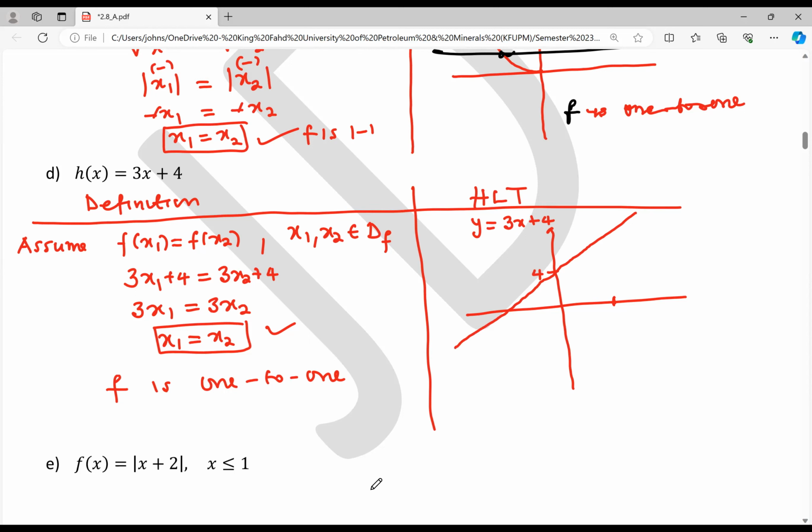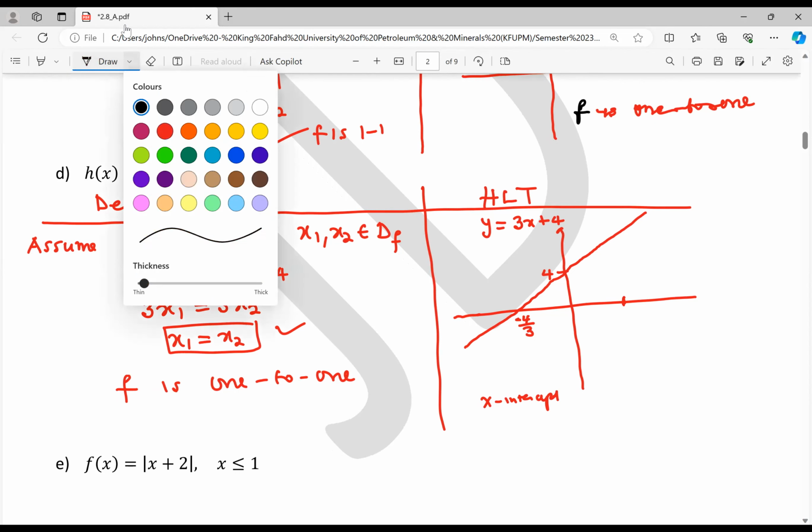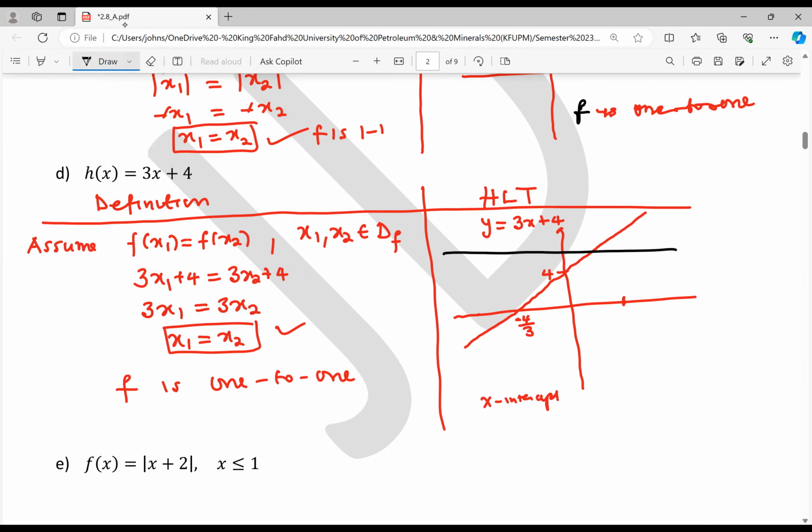This is the line. And you can see what will be our x-intercept. Our x-intercept is just what? You put y to be 0, and you will have minus 4 over 3. So this is minus 4 over 3. And clearly, this is just the horizontal line test. All our horizontal lines will cross only at one point. So we can also conclude that f is 1 to 1.